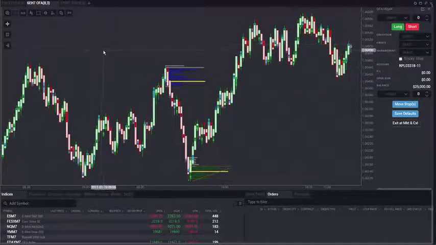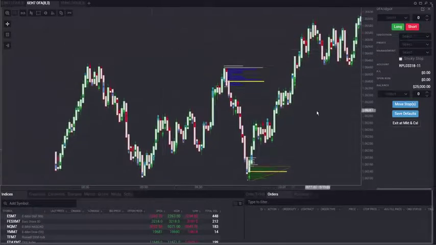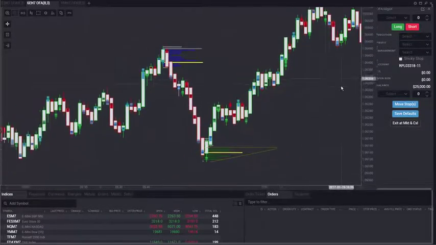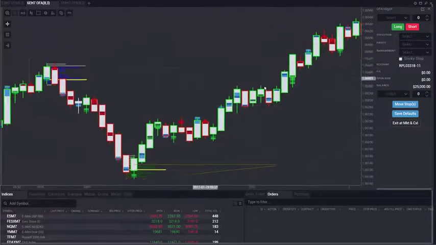This is the euro, which is a much thinner trading market. There are two examples on the chart that I want to zoom in on. We'll start with the first one up above.